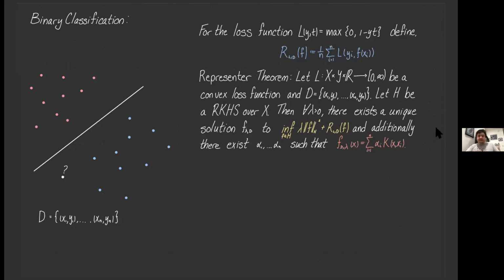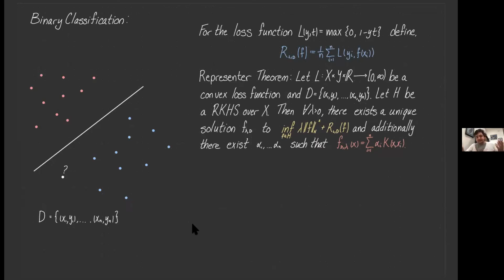So for all lambda, there's going to exist a unique solution to this kind of minimization problem, in which case our SVM minimization problem can be put in this form. And the nice part is that additionally, this solution has to be made up of the kernel functions at your data points. So it has to be a linear combination of your kernel functions centered at those data points, in other words, the Gaussian centered at your data points.